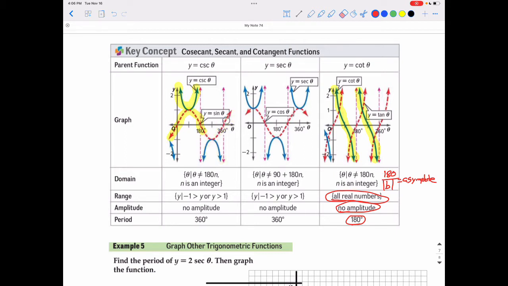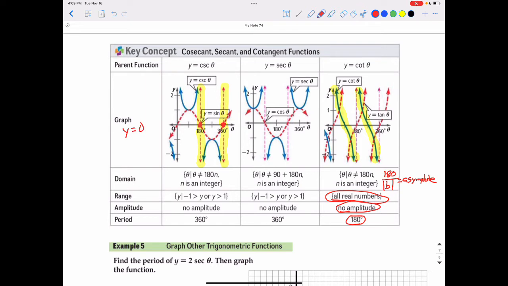The asymptotes, as you can see, are located where the sine function has an x-intercept, like right here at 180. And there's an asymptote right here because the sine function has an x-intercept at 360. The reason for that is, remember, sine and cosecant are reciprocals of each other. And if there's an x-intercept, that means the y value equals 0.